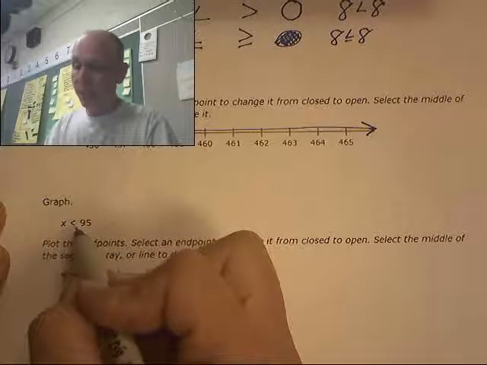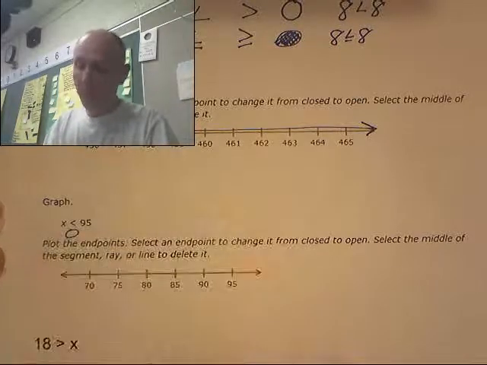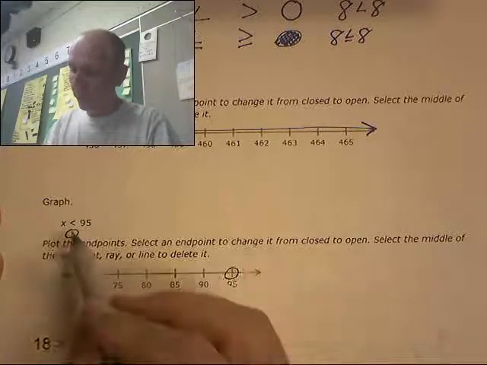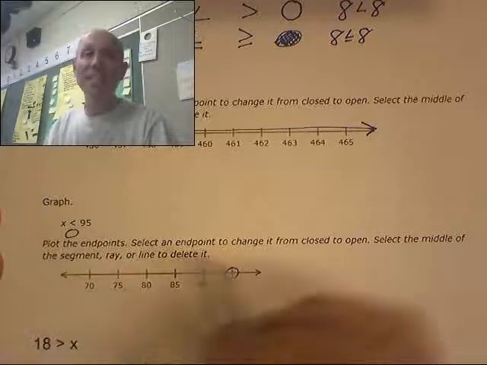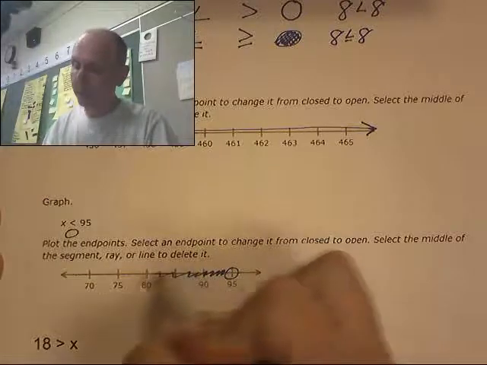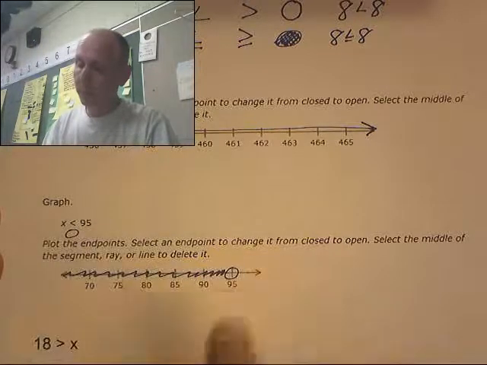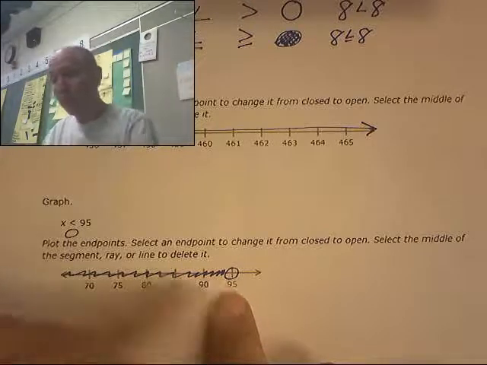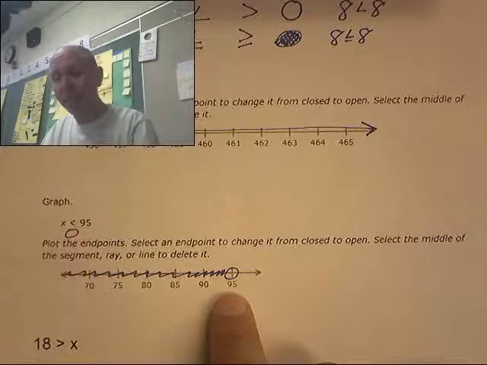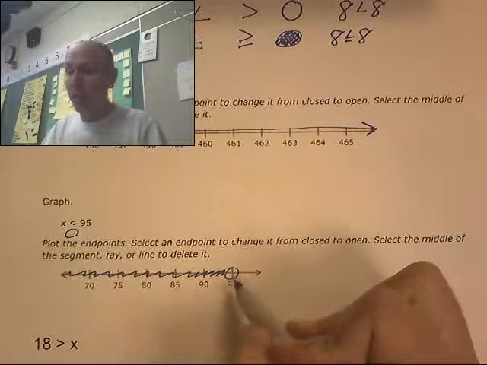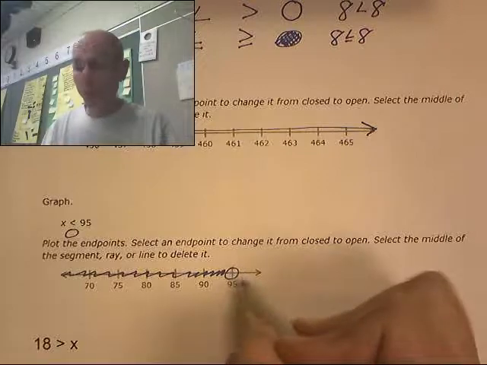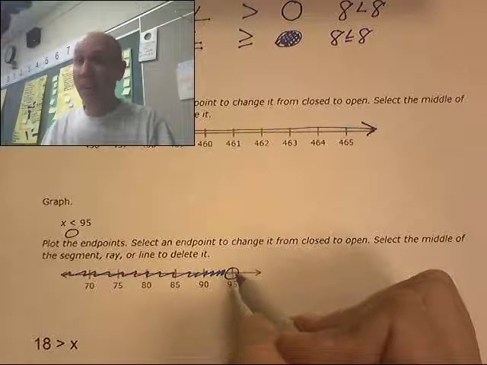X is less than 95. Open or closed circle? Open circle. Going to come over to 95. Open circle. I want the numbers that are less than 95. Right there. Now, is 95 a solution? No. It's an open circle because 95 is not less than 95. If it were closed, that means the 95 is actually part of the solution. This 95 is not part of the solution.